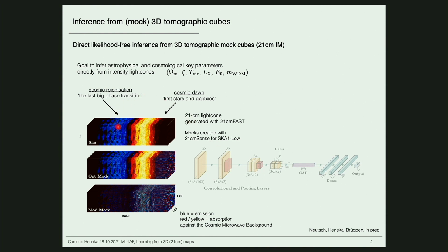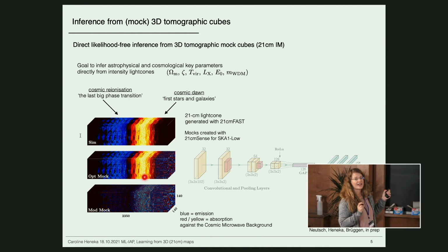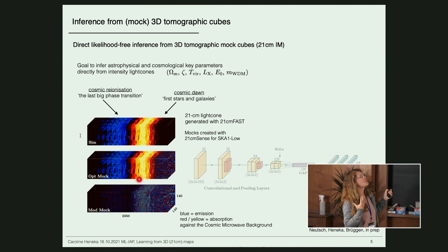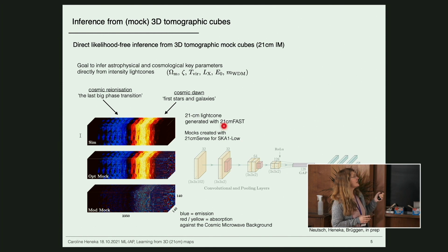We have our bare simulated ones, and we also have what I call the optimistic assumption for the foreground cleaning, where we assume that we can do this relatively well for surveys like the SKA, the Square Kilometre Array, and we have a more moderate assumption where much more information gets lost due to foregrounds.